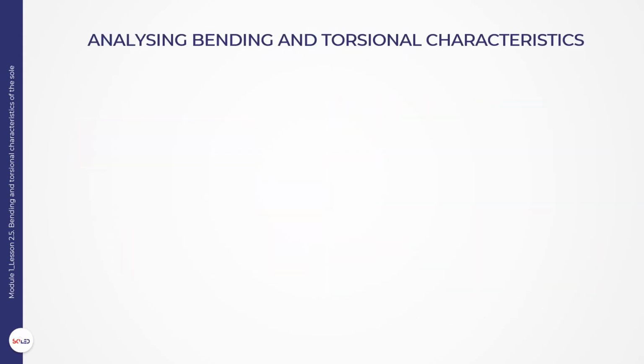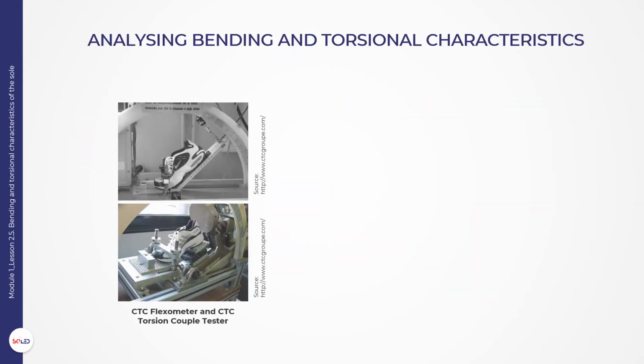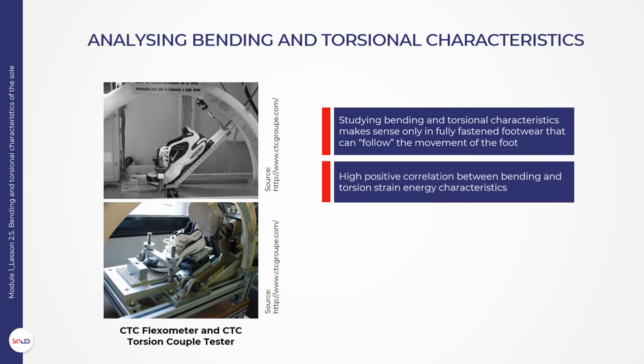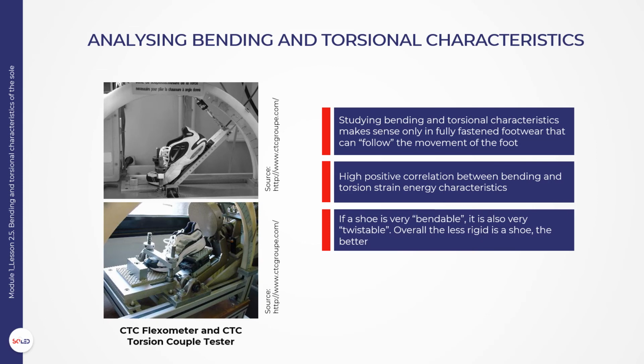Analyzing bending and torsional characteristics. Studying bending, and to a certain extent, torsional characteristics makes sense only in fully fastened footwear that can follow the movement of the foot and reasonably bend or twist. Engineering theory as well as simulations with finite elements, Papagiannis et al., 2017, have shown that there is high positive correlation between bending and torsion strain energy characteristics. Therefore, if a shoe is very bendable, it is also very twistable. Overall, the less rigid a shoe is, the better.